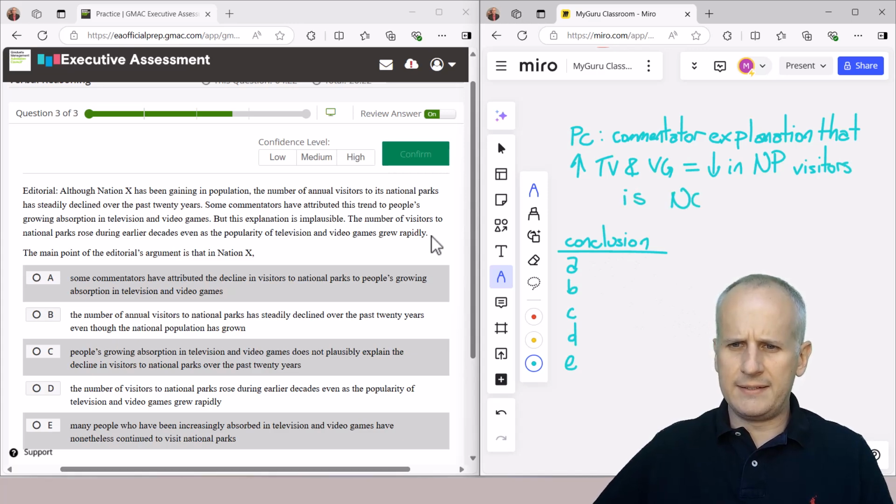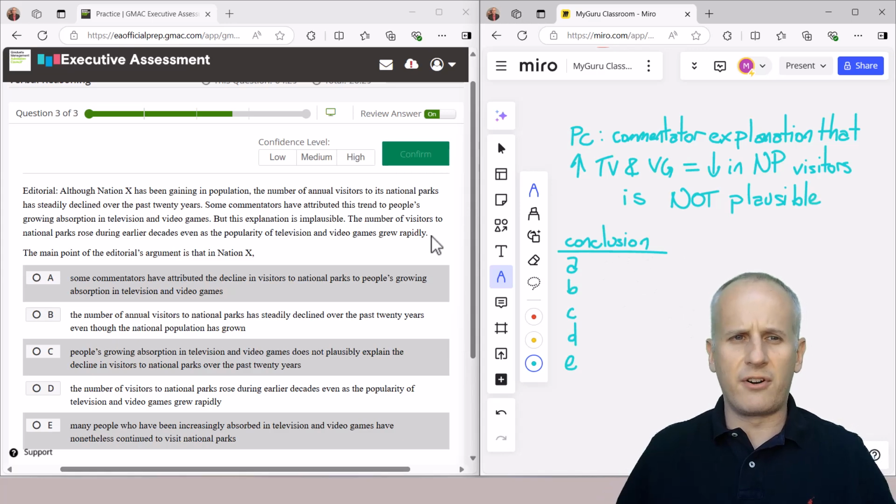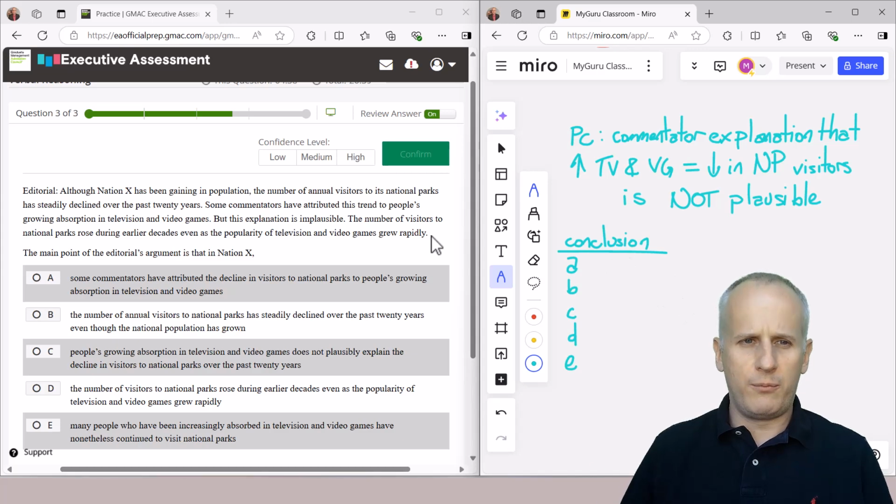is not plausible. And the key to most, if not all, of the verbal questions on the executive assessment is forcing engagement through prediction, whether it's predicting what the right answer should be for a reading comprehension question, for a sentence correction, or here with critical reasoning. So taking our red color, we're going to work through the answer choices and compare them against our predicted conclusion that these commentators explaining that it's an increase in television and video game absorption that's causing the national park visitors to go down isn't actually plausible.